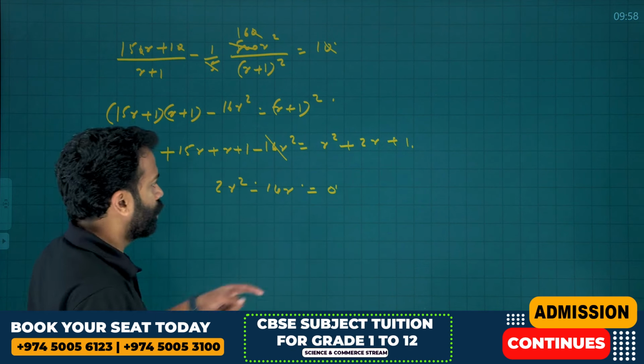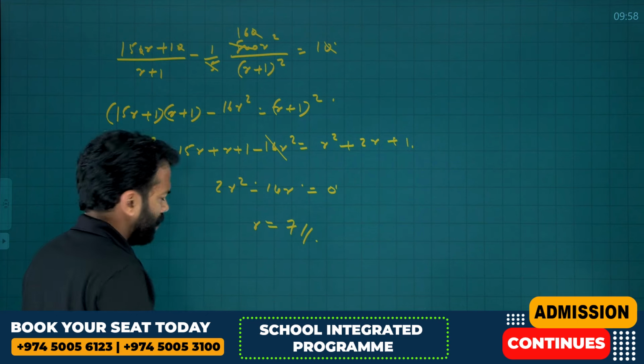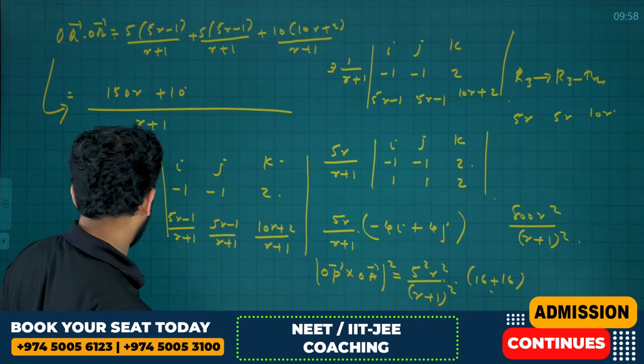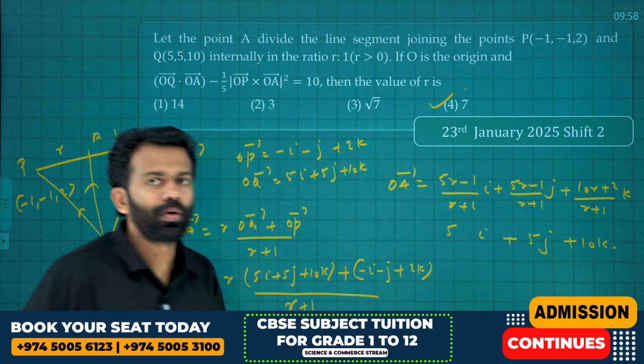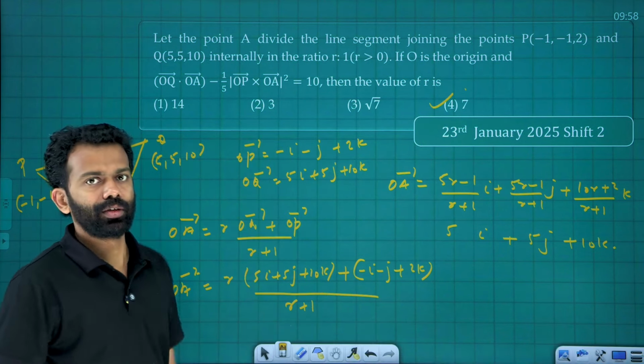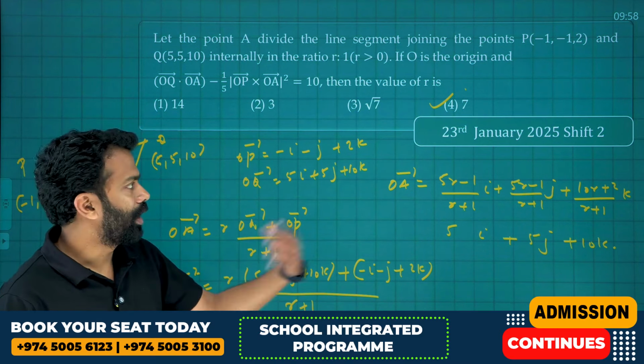There are two values of r. One value will be r is equal to 0. Other value is r is equal to 7. I think you need to find the value of r. I don't remember exactly. Yes, find the value of r is what? 7. It was a very basic algebraic question, just entirely based on division formula, but the calculations were a bit more.